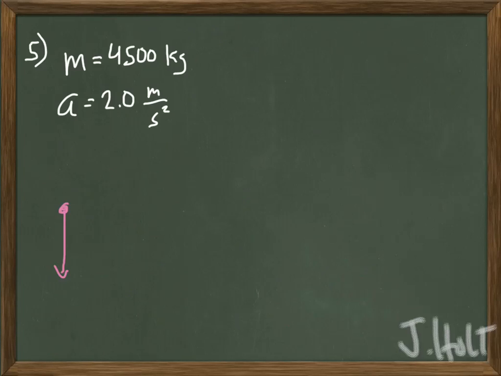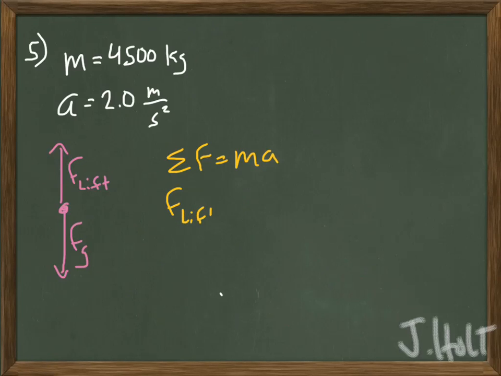So anytime we have more than one force, we need to draw a free body diagram. So we have the force of gravity pulling down. I'm going to call it the force of lift pulling up. We can set up Newton's second law. The sum of the forces equals mass times acceleration. The sum of the forces is going to be the force of lift minus the force of gravity. The way I know that is because you want to always take the positive force and then subtract the negative force in the opposite direction and set that equal to ma.